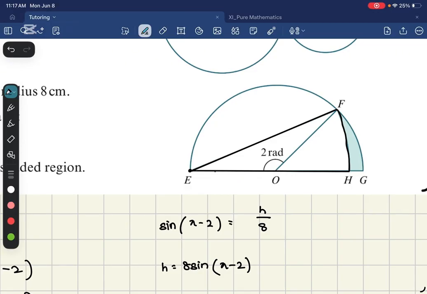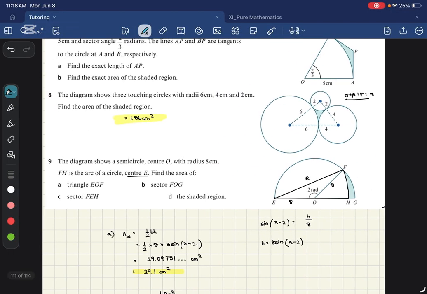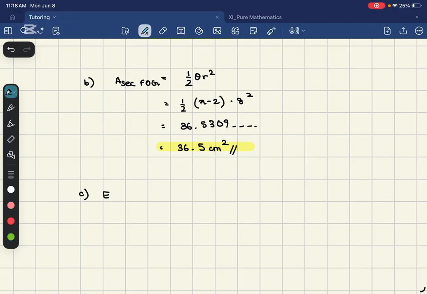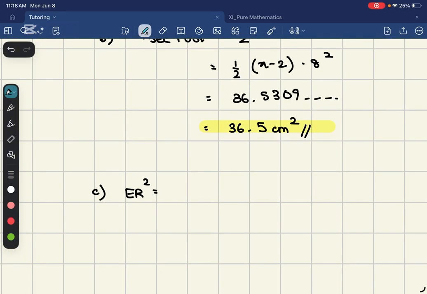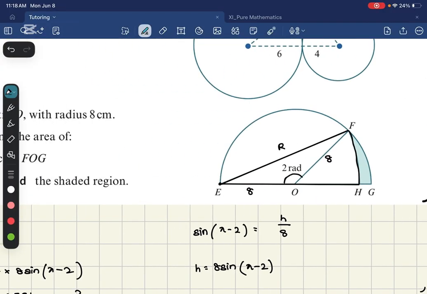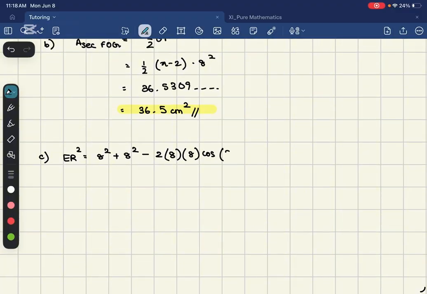So one way to do it is we can find EF by using the cosine rule. We can find EF, and that is going to be the radius, right? So I'll say that EF squared, and remember, I already gave you the expression for the cosine rule, so I hope you wrote that down. It's going to be my 2 sides squared, 8 squared plus 8 squared, minus 2 times 8 times 8, cosine of this angle, right? The opposite angle, which is 2 radians.